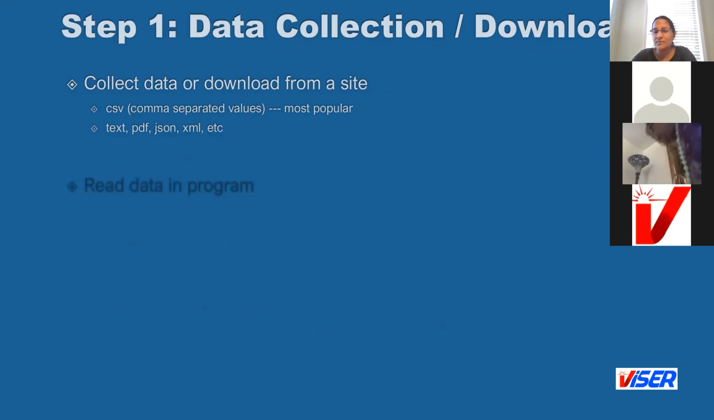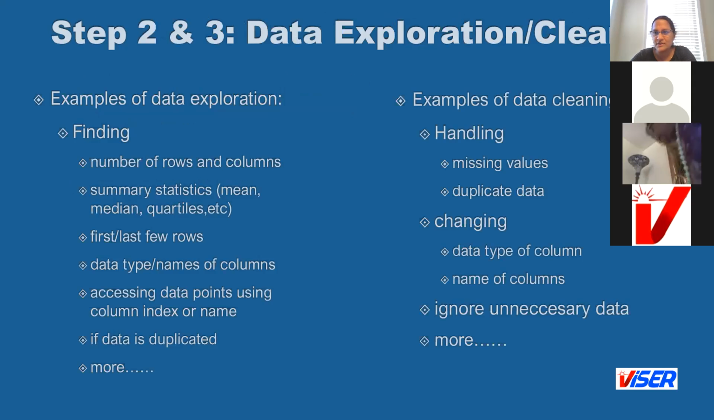There are several other forms of data; it can be text, PDF, JSON, XML. These are the different formats for storing data, but they are complicated, higher level, advanced concepts. So we will be using a very easy way, which is very popular and very well used, which is CSV files. So the first thing is you downloaded it and now you want to read the data in a program. So we will be using that.